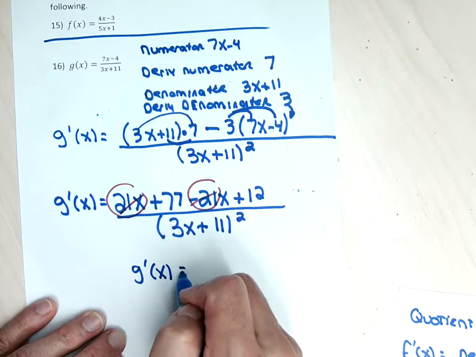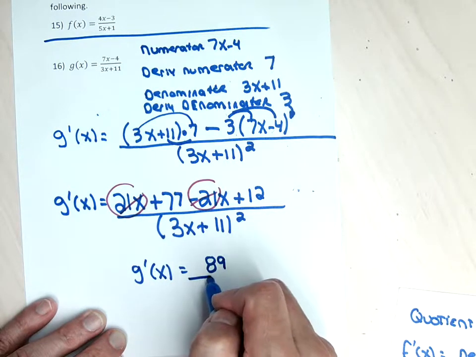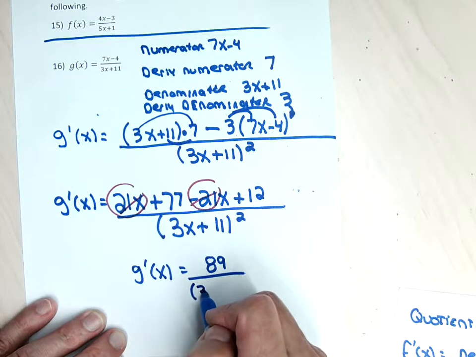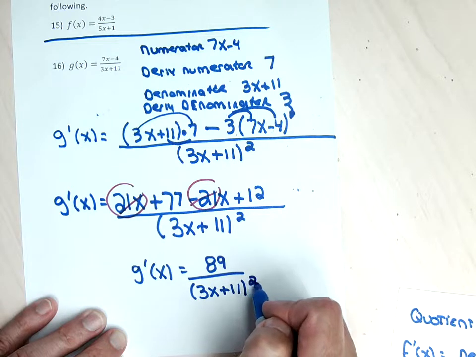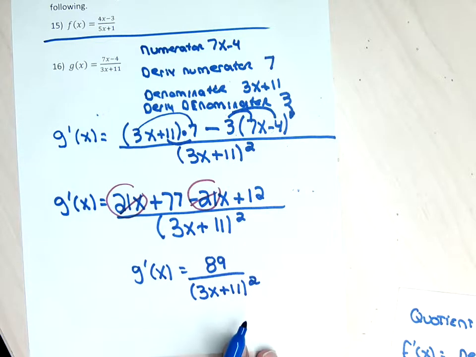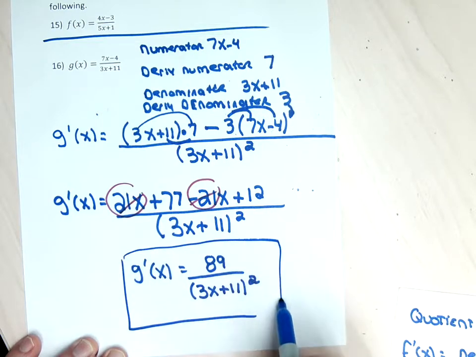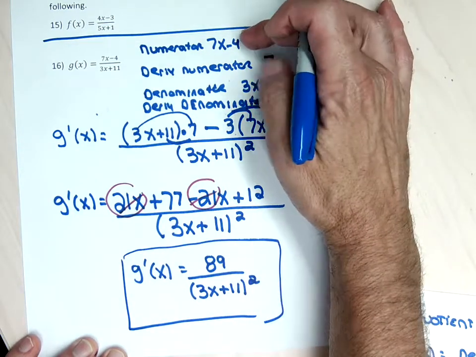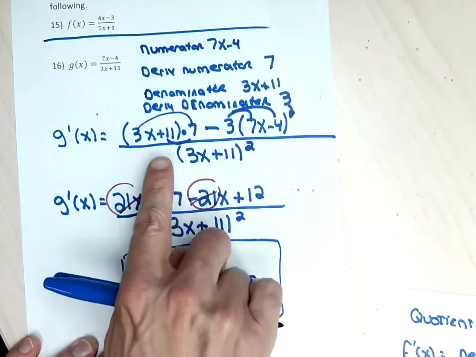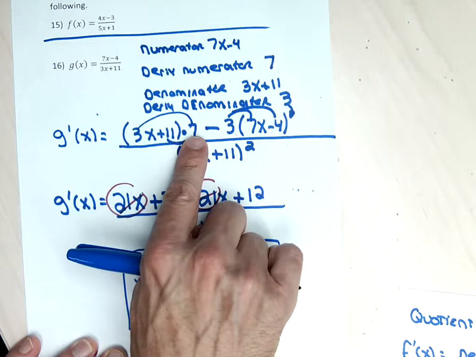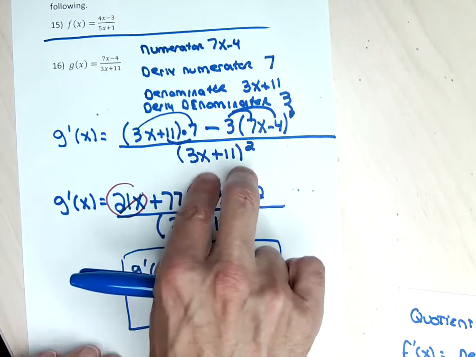And a 3x plus 11 can only cancel with another 3x plus 11, so that 89 won't cancel with the 3x plus 11 squared. And that's just going to be my answer for number 16. So give 15 a try. Hopefully you can use this template. Your numerator, your denominator, you need the derivative of each, and then just the formula. Denominator times derivative of the numerator minus numerator times derivative of the denominator all over the denominator squared.